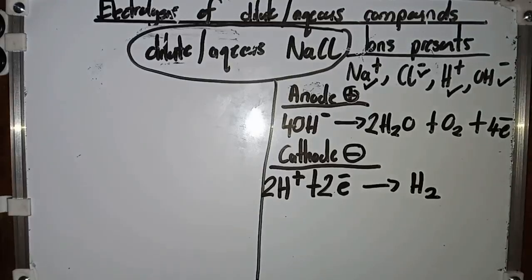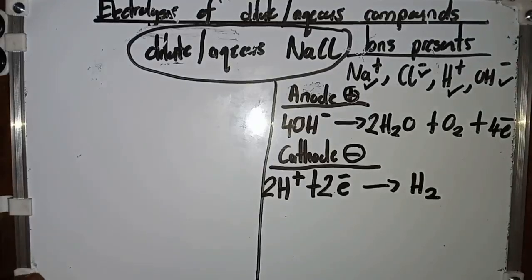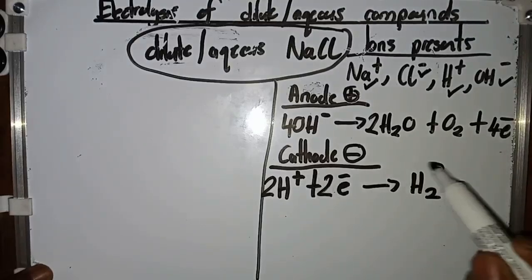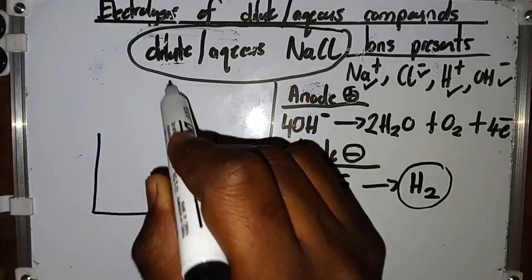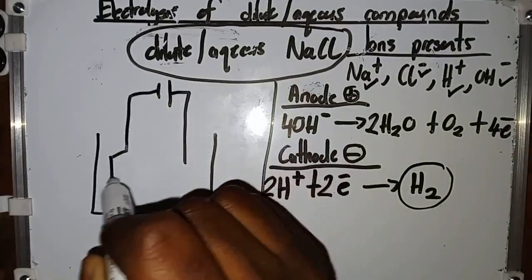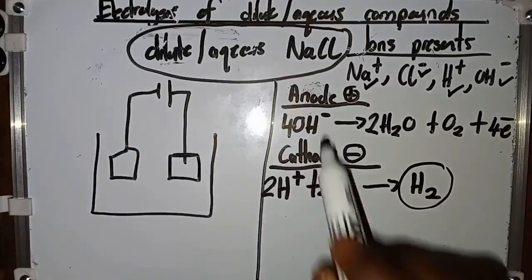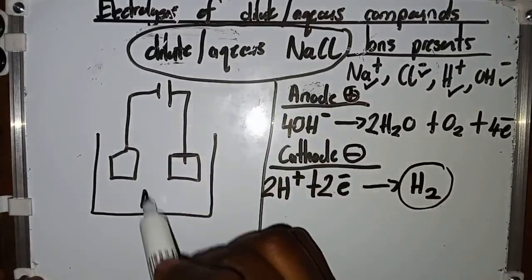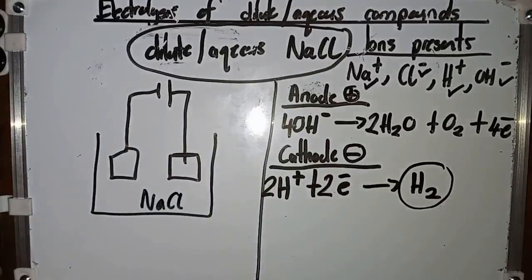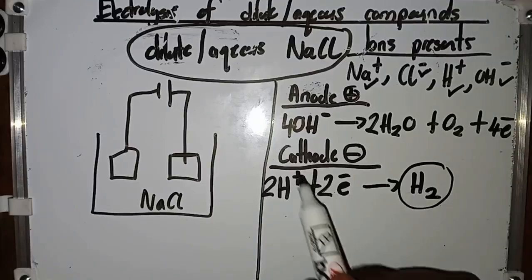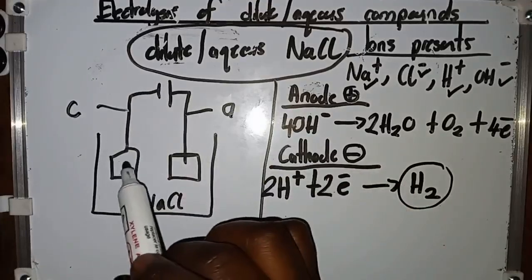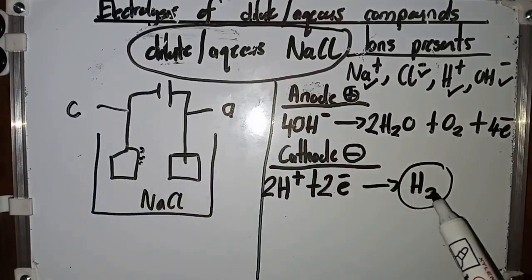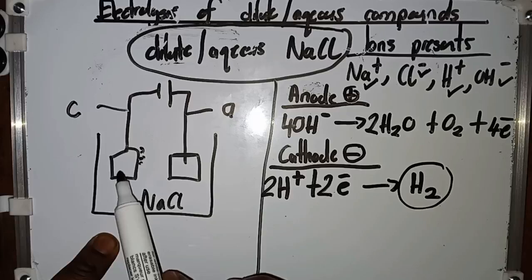This is the cathode equation for dilute or aqueous compounds. So at the cathode, what do we see? If I'm to draw the diagram, it will be like this. This is electrolysis of dilute sodium chloride. So they'll ask you, what do you see at the cathode? This is hydrogen. Hydrogen is a gas. This is the cathode, and this one is the anode. So at the cathode, you're going to observe bubbles of hydrogen. Hydrogen is going to be formed at the cathode.